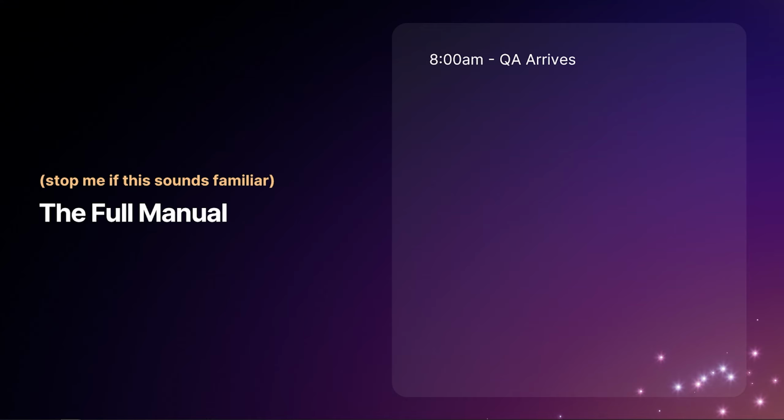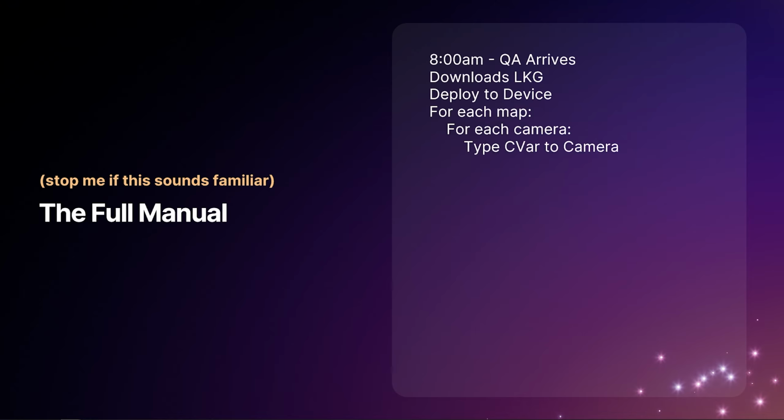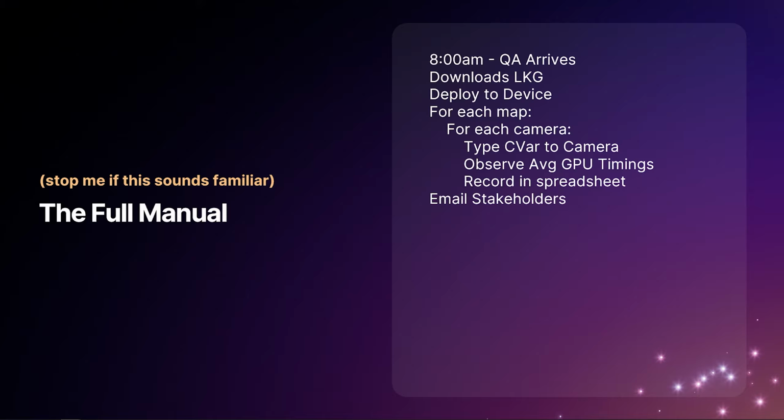So at 8 o'clock in the morning, QA shows up. They download the last known good build. They deploy it to their local dev kit. And then for each map, for each camera in each map, they type in a console variable to jump to a position in the world and record the average GPU timings at that point in the world, and then write that down in a spreadsheet. Then once they've finished it all, they take that spreadsheet and email it to the stakeholders.